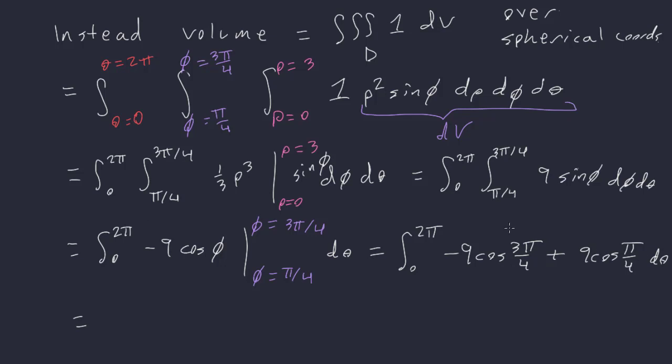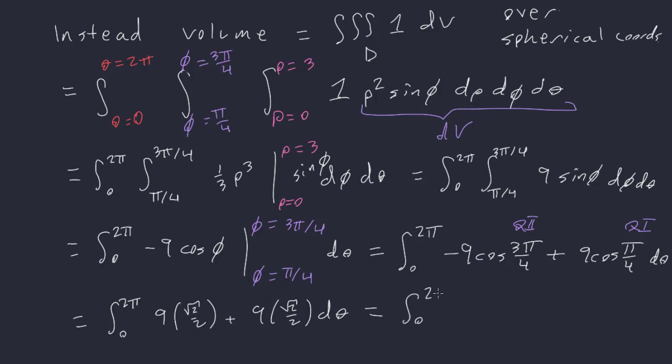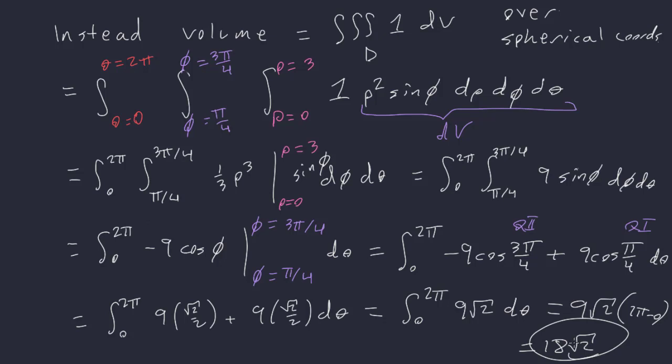So this is quadrant 2, and this is quadrant 1. Cosine is positive in quadrant 1 and negative in quadrant 2, so this will be a negative, negative. So we're going to get the integral from 0 to 2 pi of 9 root 2 over 2 plus another 9 root 2 over 2 d theta. So 9 halves plus 9 halves will come out to just be 9. So we'll have the integral from 0 to 2 pi of 9 times the square root of 2 d theta. Now we're just integrating a constant, so we'll get 9 root 2 times 2 pi minus 0, or 18 root 2 at the end.